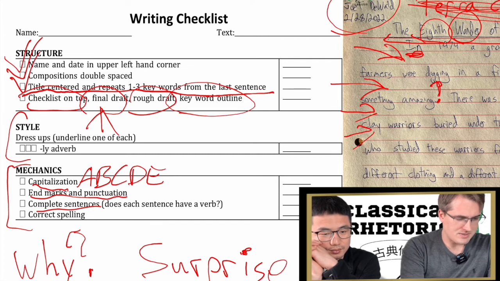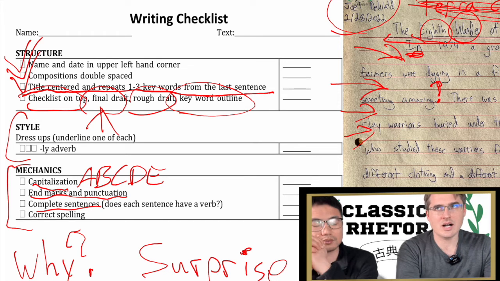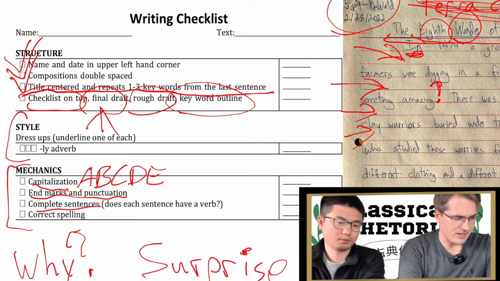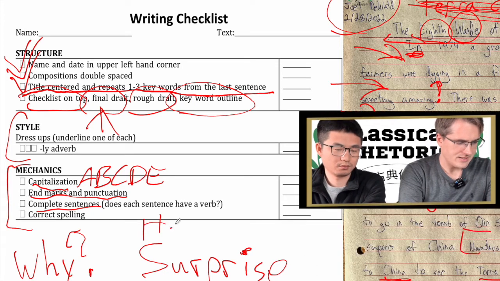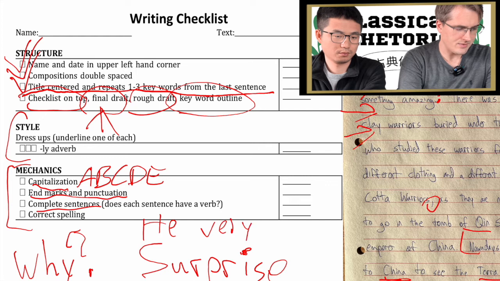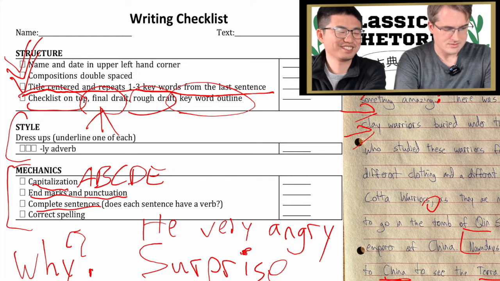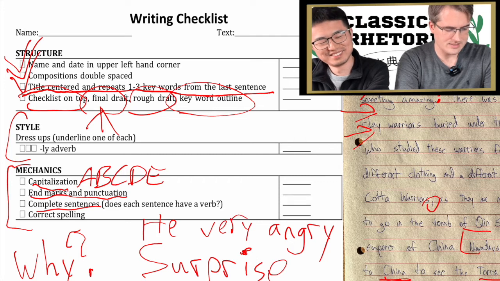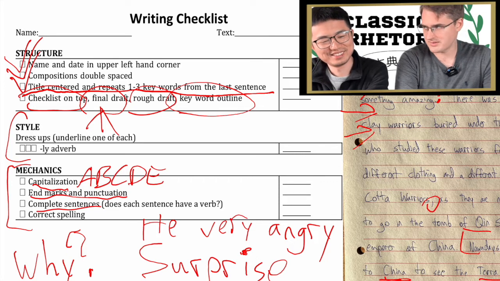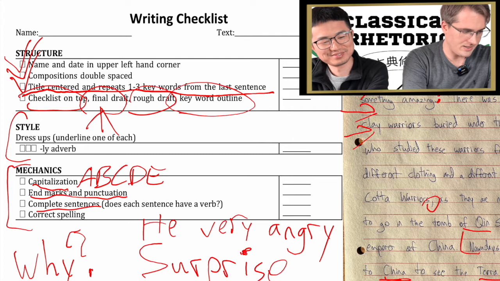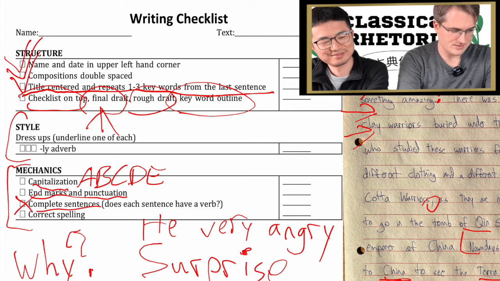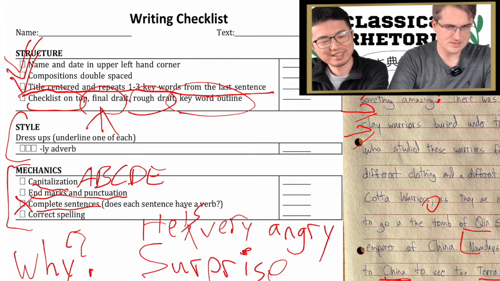Okay. Next one, complete sentences. Each sentence must have a verb. So there are some things that foreign language writers do, like in Chinese, he, very angry, is a sentence. That's a correct sentence. But in English, this has no verb. So that would be not a complete sentence. So you must have complete sentences.